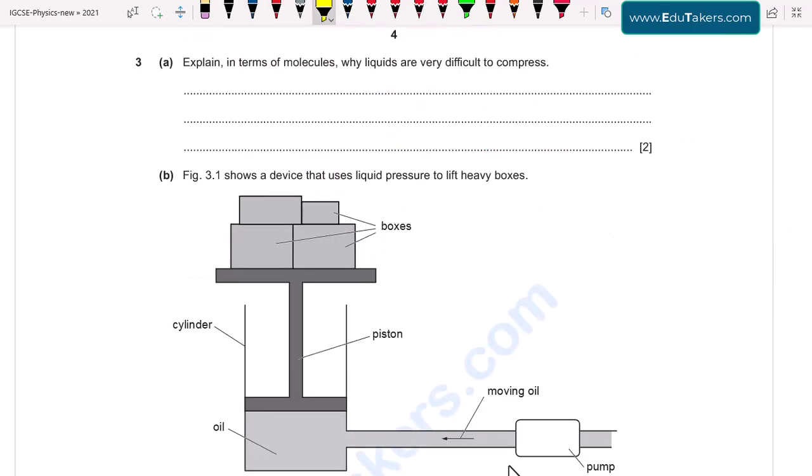Question number 3, part A. Explain in terms of molecules why liquids are very difficult to compress. So it is very difficult to compress liquid. We have to explain its reason.